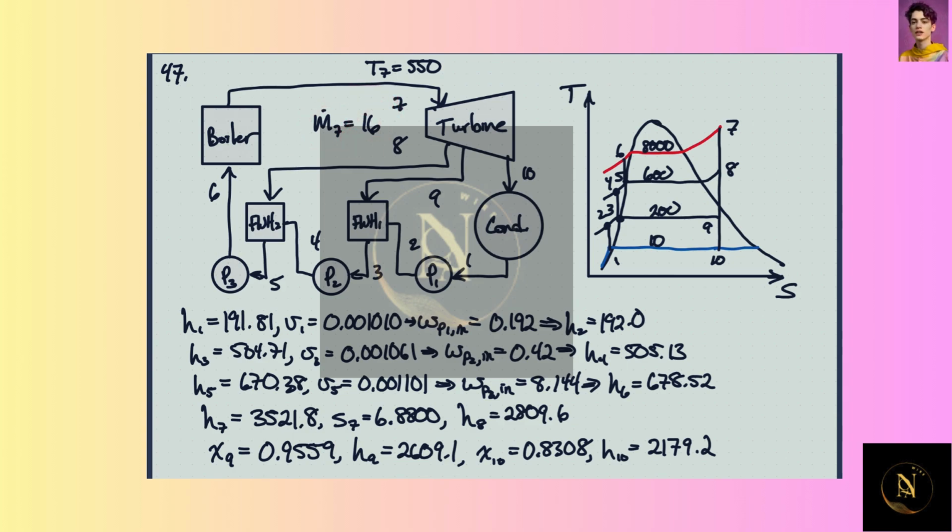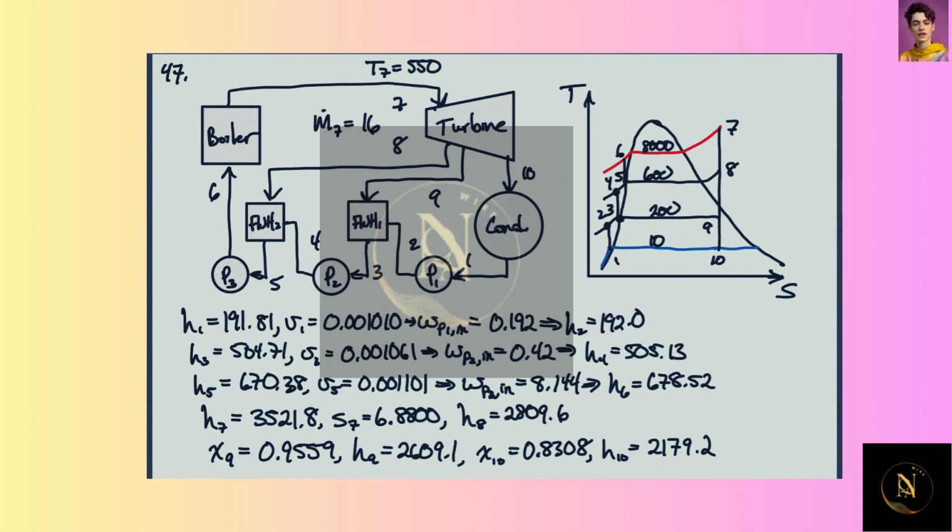What else do we know here? High pressure side through the boiler is 8 megapascals. Low pressure side through the condenser is 10 kilopascals. Steam is extracted at 600 kilopascals and at 200 kilopascals. So here and here. So then we have mixing in here and then mixing in here.